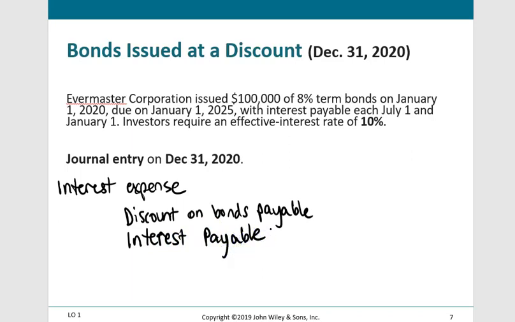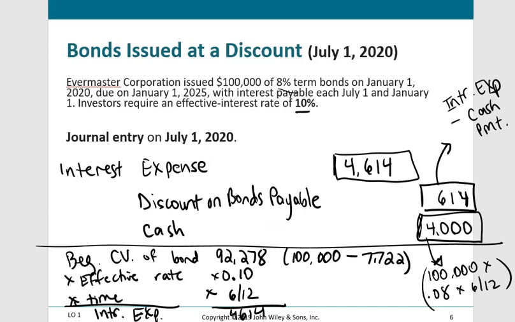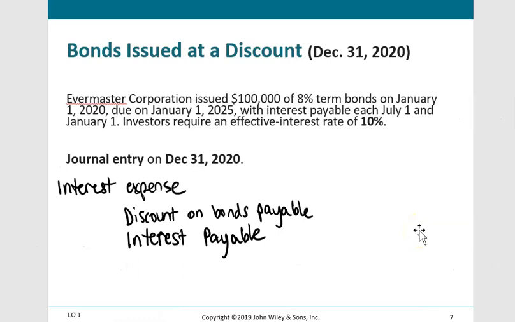Now the interest payable, that amount is not going to change. Tomorrow, January 1st, we need to make the 4,000 cash payment. So right now we're increasing our interest payable by that same 4,000, calculated as the 100,000 face value times the 8% stated rate times 6 out of 12 for a semi-annual bond.